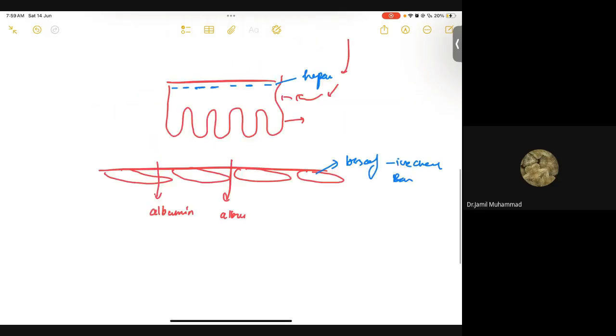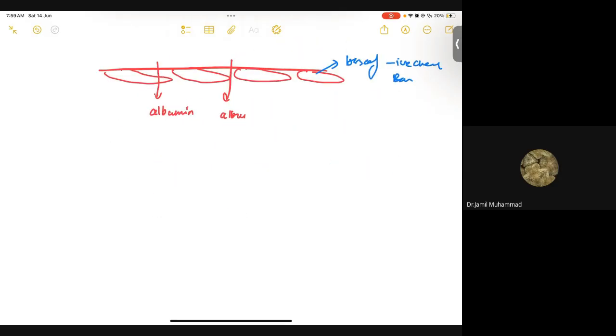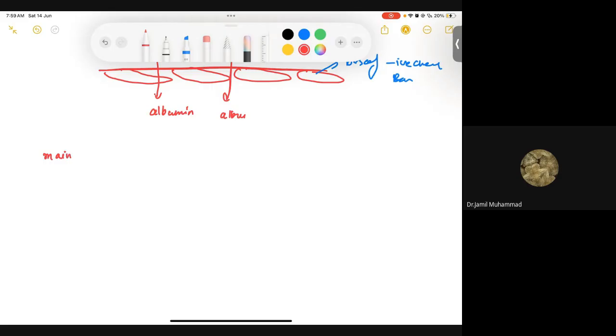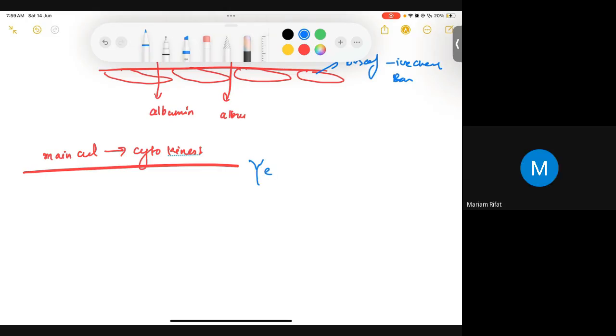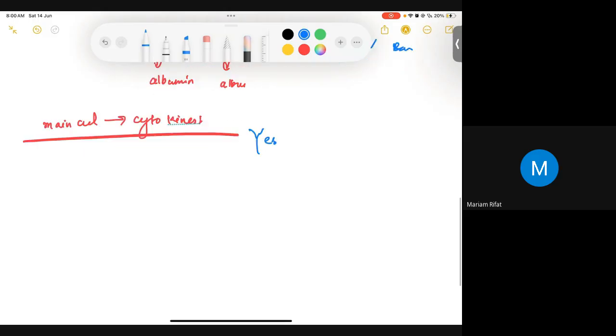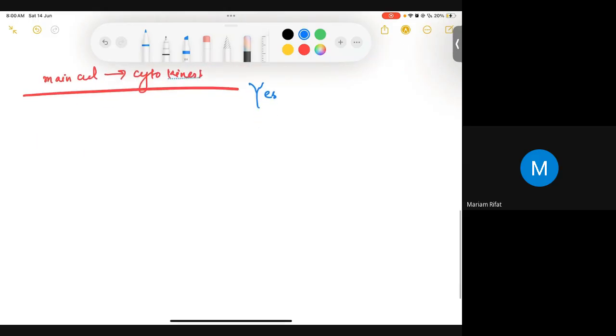Okay. So what's the main culprit which is causing this problem? What do you guys think? The main culprit? That's your cytokines, right? So what do you guys think? Would steroid administration help this individual? Yes, because if you are suppressing the immunity, it would help this individual. We are suppressing the cytokines. If you are suppressing the cytokines, it means there won't be any effacement of the podocyte processes, and in this way we can help this individual. Is that clear?